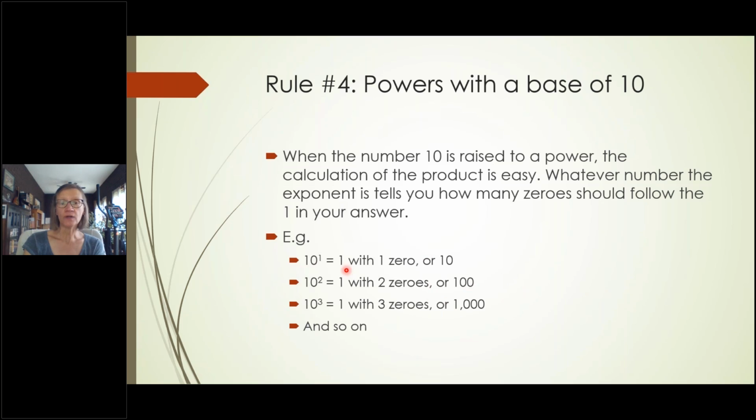10 to the first power is a 1 with 1 zero, or 10, which makes sense again because any number raised to the first power is that number. 10 to the second power is a 1 with 2 zeros, or 100. 10 to the third power, a 1 with 3 zeros, or 1,000, and so on.